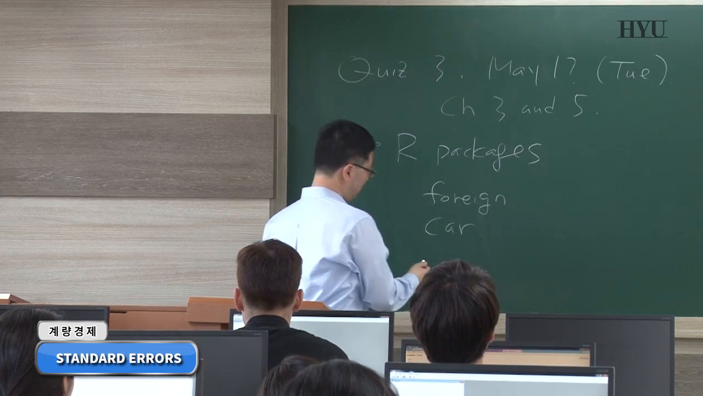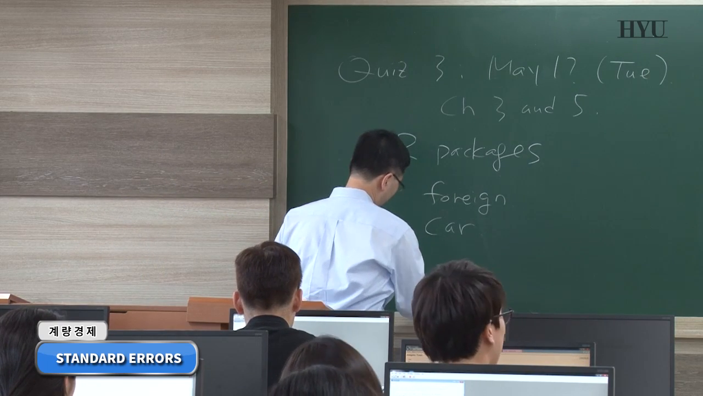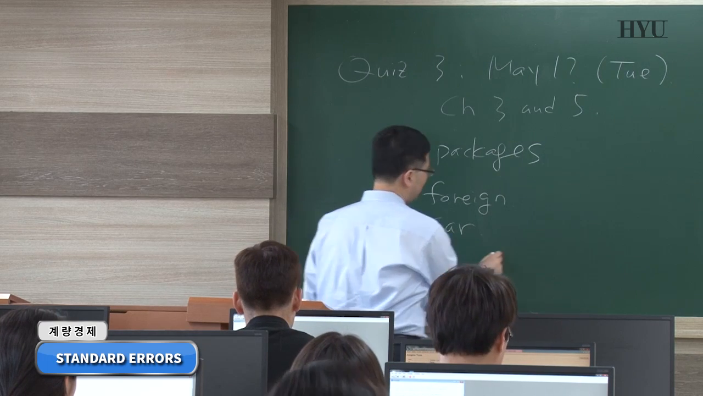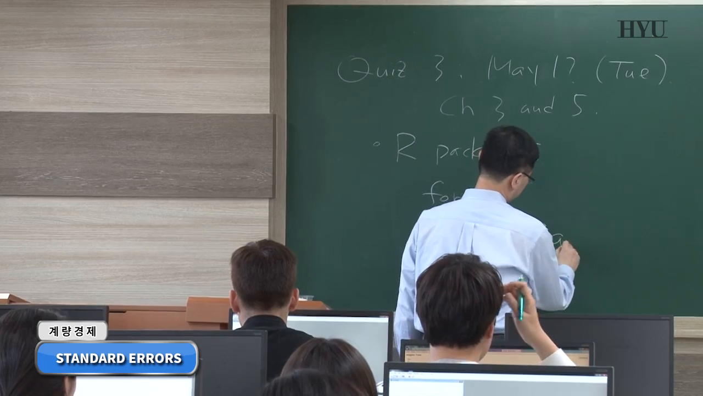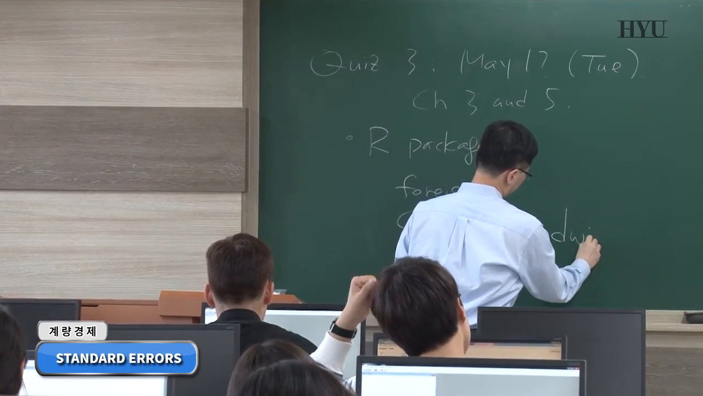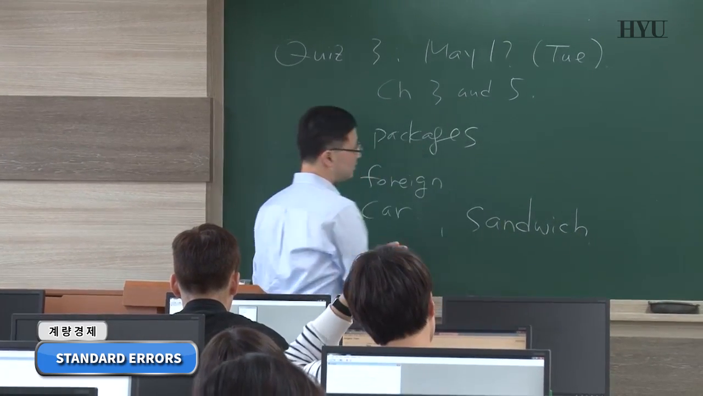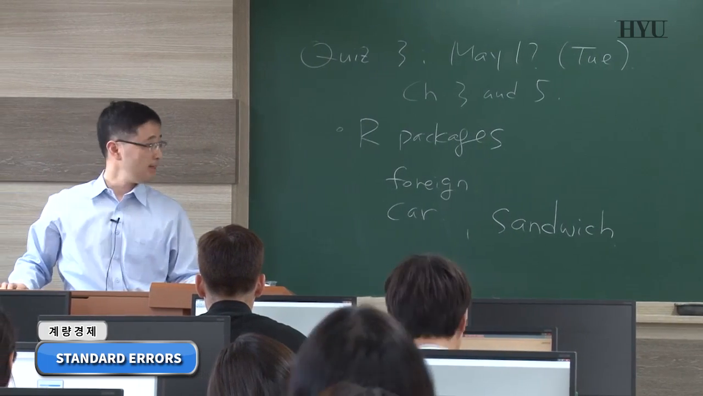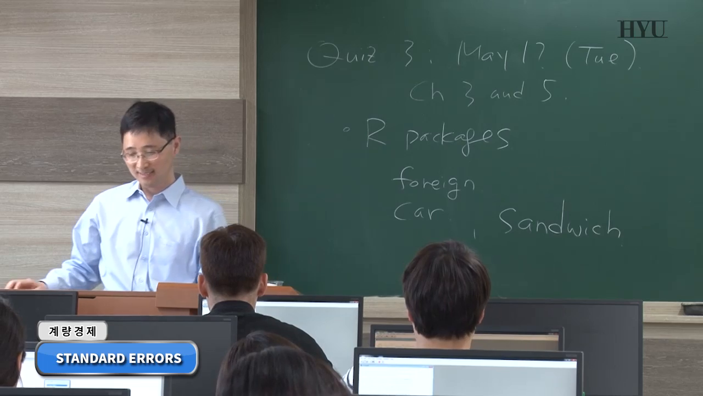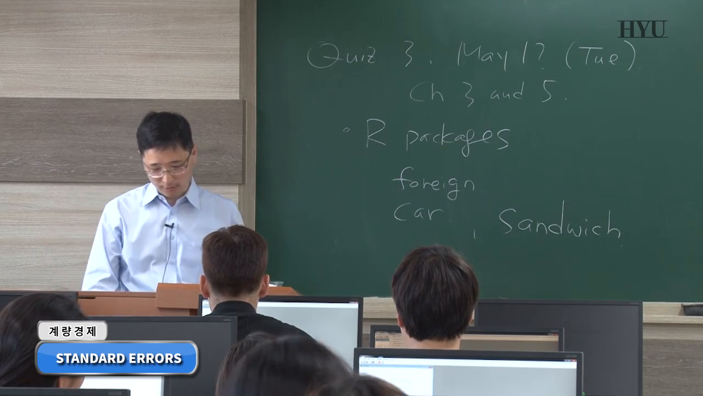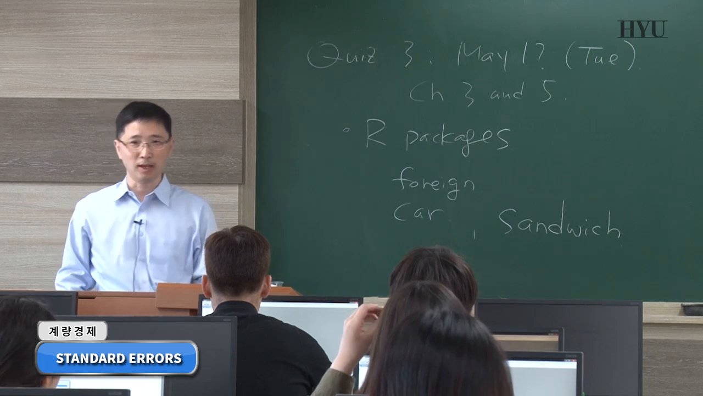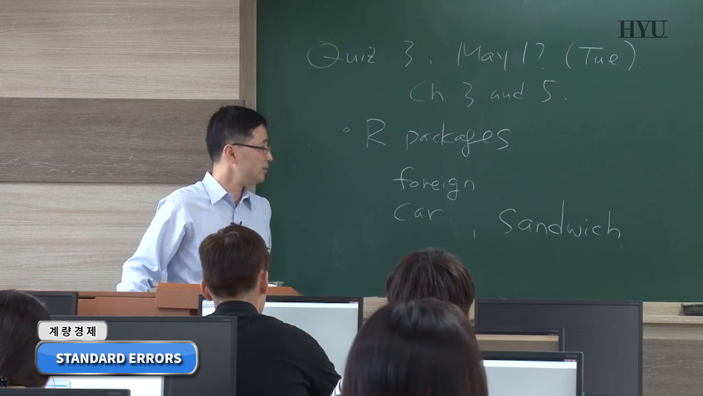But for a while, we have to find something else, some alternative. So I searched a little bit, and I found out that there is an alternative package. And the name is sandwich. So let's open your R and let's install this package. Okay? So hopefully everything works today. And let me show you how to get the robust standard error.